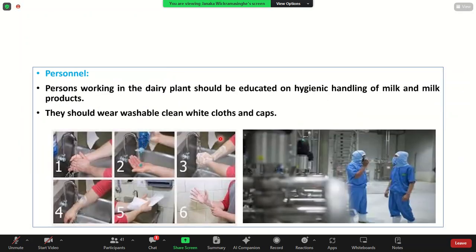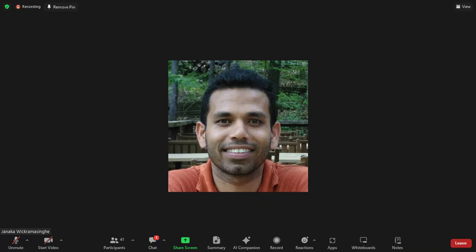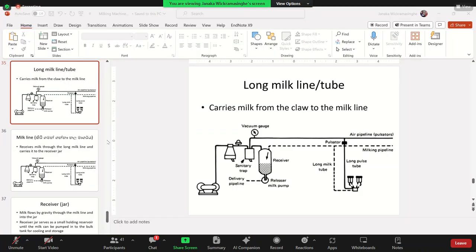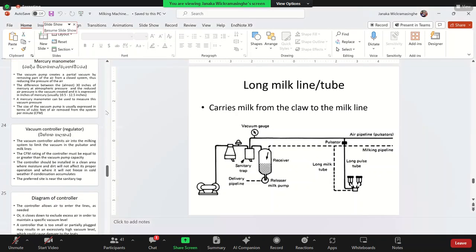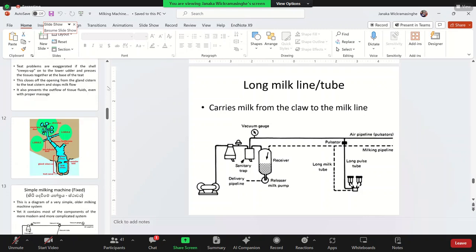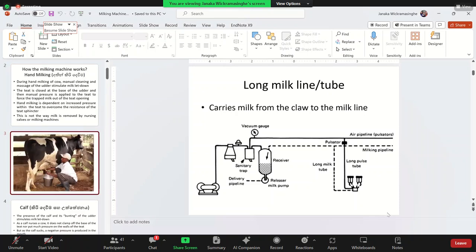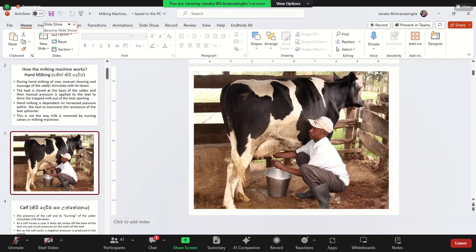So this is just a guideline on how you should wash your hands, right, before you enter a plant or before you go for milking the cows, right? I will show you a picture, give me a second. Right, so this is a manual milking process, right?